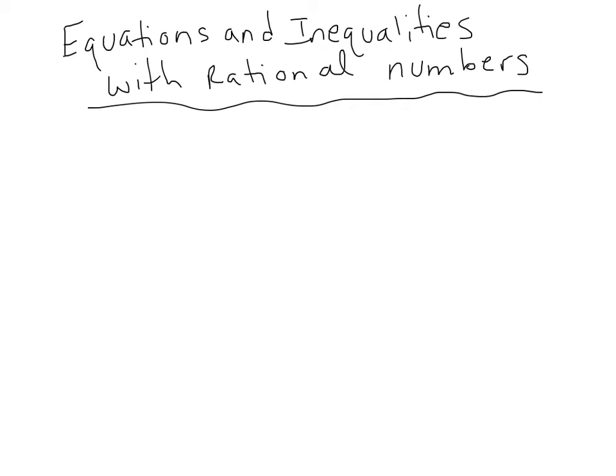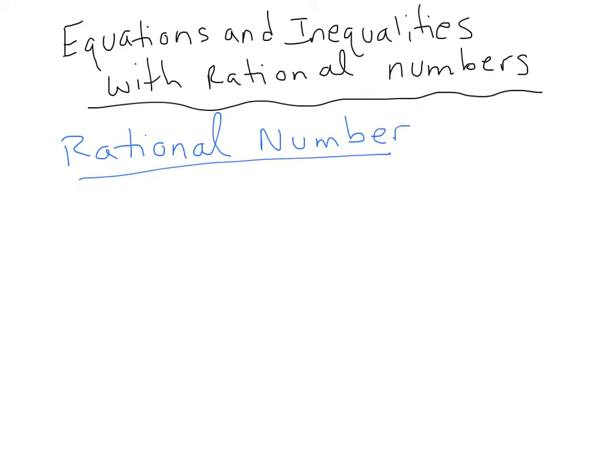I guess we should define some things first. Rational number, well, what the heck is that? A rational number is simply a number that can be written in the form A over B. So it's a number that can be written as a ratio or a fraction. Included in the rational numbers are even numbers like 8 over 2, which is 4. Heck, 4 is a rational number because 4 can be written over 1. Any number that can be written as a fraction is a rational number.